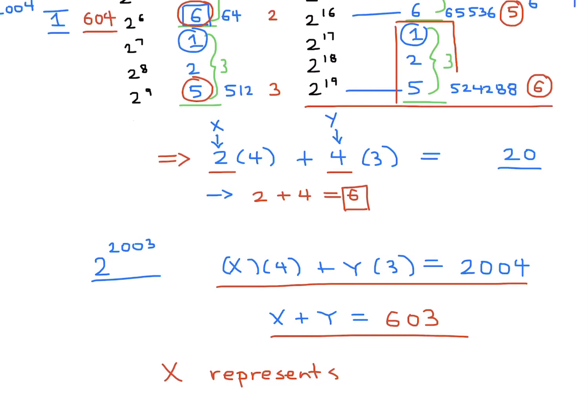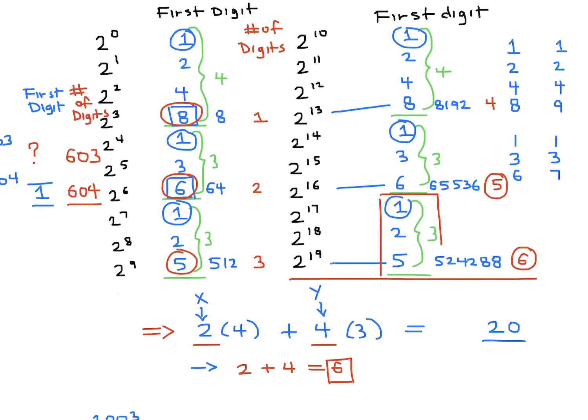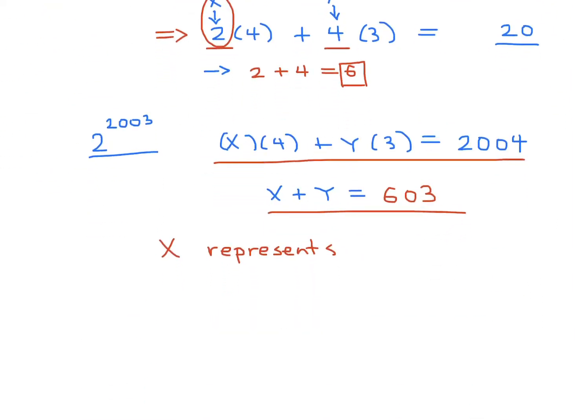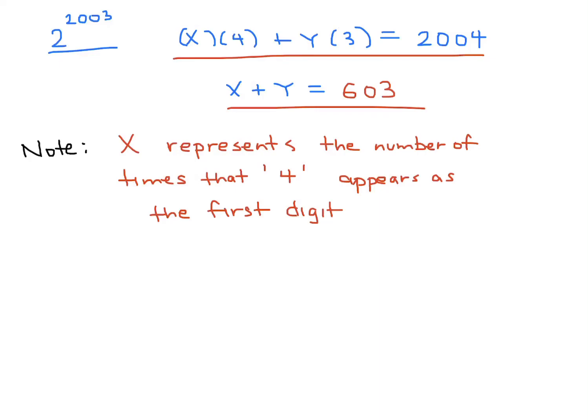Right? Let's go back and take a look at that a little bit. x in our little formula here was 2. Correct? How many times did 4 appear as the first digit? Once here, once here. 2. Everywhere else, there's no 4. You see how that works? So x represents the number of times that 4 will appear as the first digit, and that is what they are asking in the question.